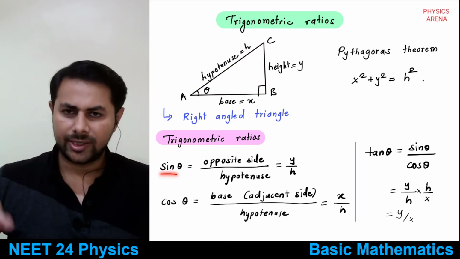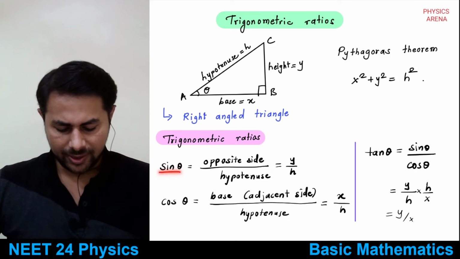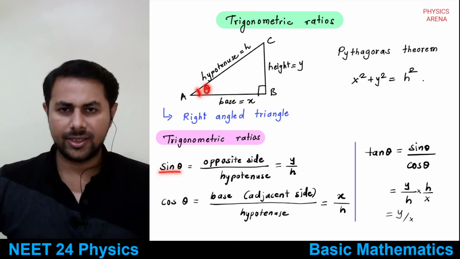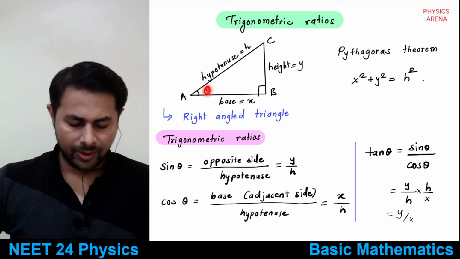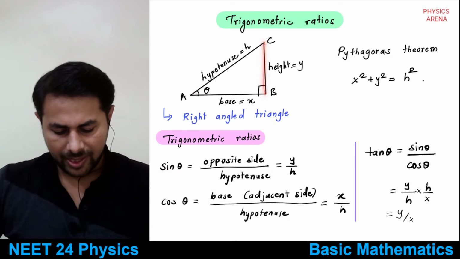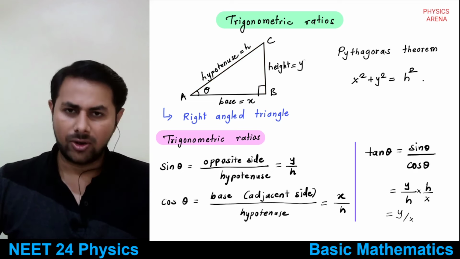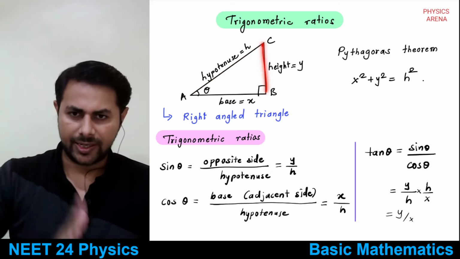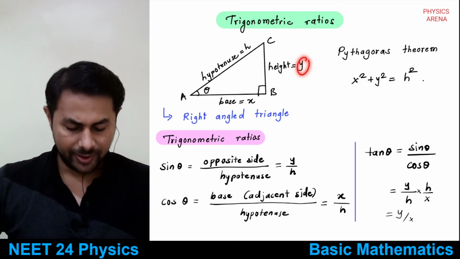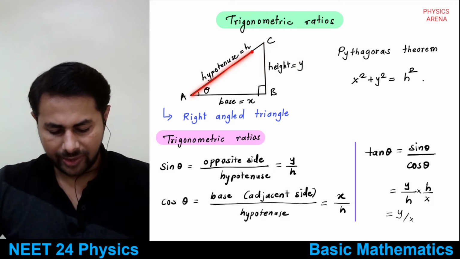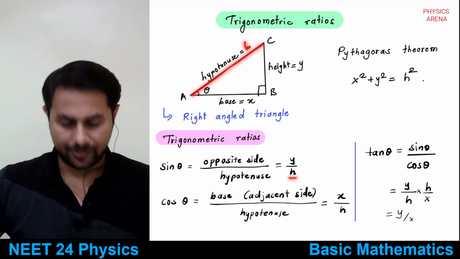So one is called sine theta. So what is sine theta? If this angle is marked as theta, this is our theta. Opposite side divided by the hypotenuse is known as sine theta. Here we are calling the opposite side, which is height, y. So sine theta is equal to y divided by h, right?